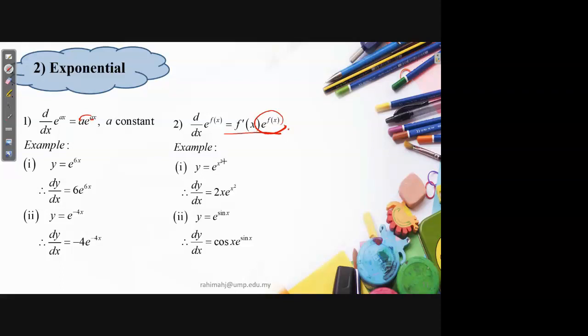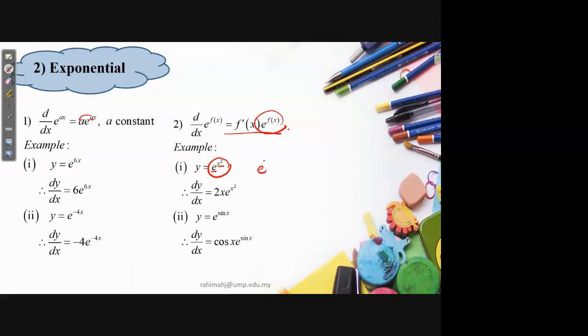Okay, this is not a single function. We call this a composite function. What is a composite function? There's another function inside a function. So we have an exponential and we have a polynomial. So you call this type of expression a composite function. Okay, how are we going to differentiate this?